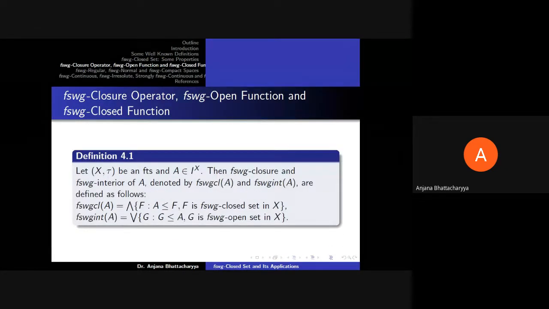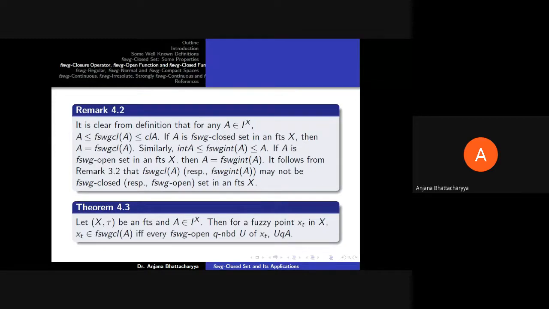Now we come to our main section. We first define the FSWG closure and FSWG interior operators. For a fuzzy set A, FSWG closure of A is the intersection of all FSWG closed sets containing A, and FSWG interior of A is the union of all FSWG open sets contained in A. We remark that FSWG closure of A for any fuzzy set A lies between A and closure of A. If A is FSWG closed, then A equals FSWG closure of A. But in general, FSWG closure of A is not FSWG closed.